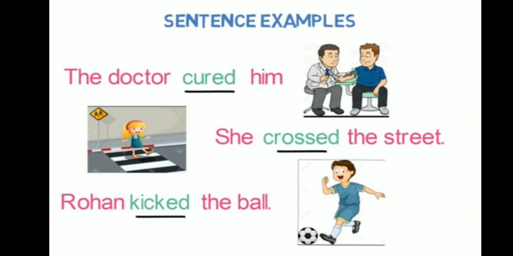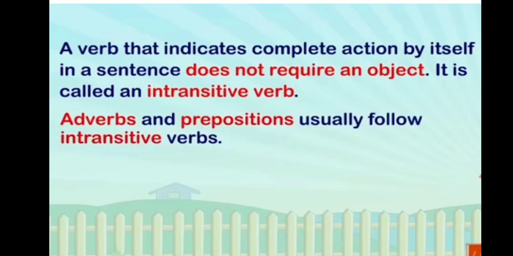Rohan kicked the ball. Rohan is the doer and kicked is his action. The ball is the object, and the ball receives the direct action by Rohan. So kick is a transitive verb.